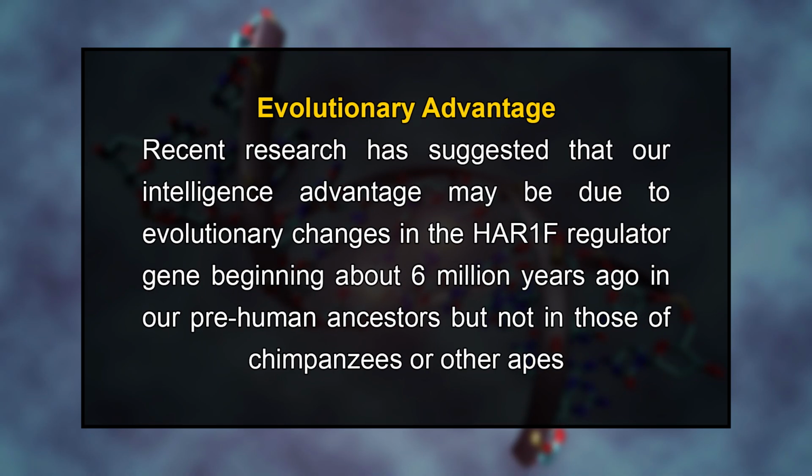Recent research has suggested that our intelligence advantage may be due to evolutionary change in the HAR1F regulatory gene beginning about 6 million years ago in our pre-human ancestors, but not in those of chimpanzees or other apes. This gene is involved in the production of brain tissue between the 7th and 19th week after conception. It's not surprising that there are some striking differences between the great apes and humans in mental abilities.